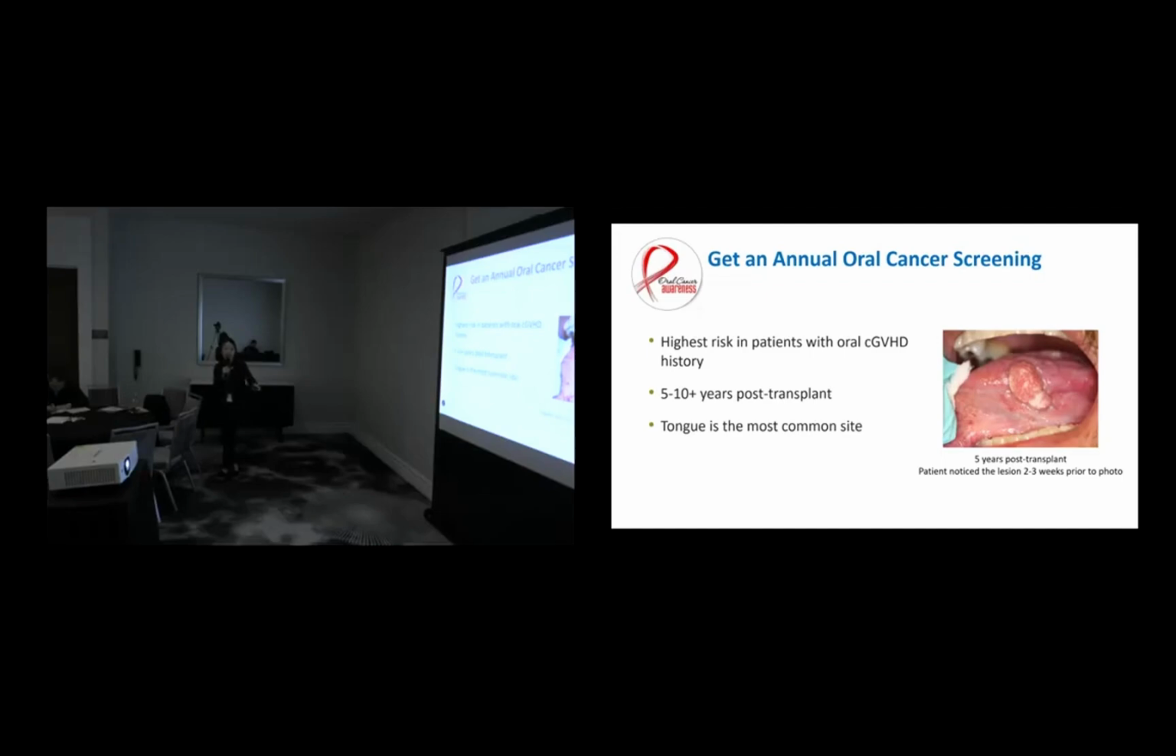This is a photo that was shared by Dr. Mays, and it's a patient that had this lesion. They noticed this 2 to 3 weeks prior to that photo, and this was 5 years post-transplant, and that ended up being oral cancer that needed a lot of treatment. So, one, I don't want you to start worrying about this or worry about it every night. The risk of getting oral cancer in general is very low, but this yearly screening is therefore important. So, I keep an eye on it, you keep an eye on it. It's something that we just continuously monitor.